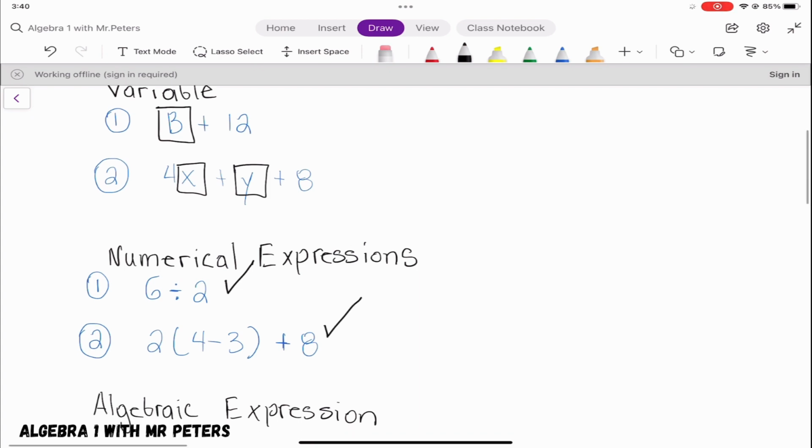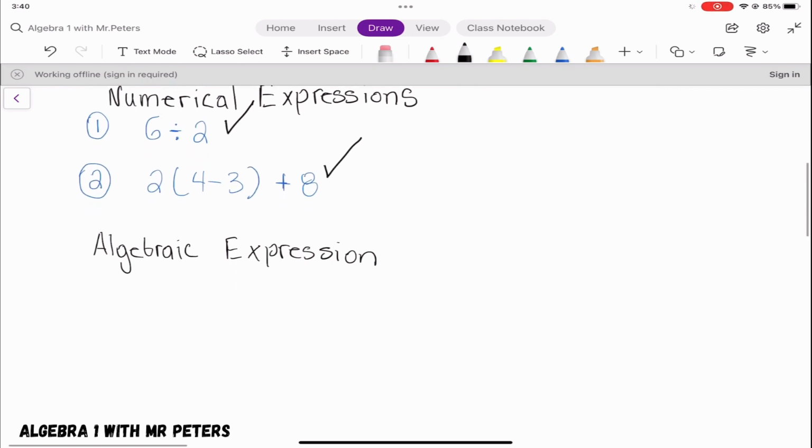All right. Let's scroll on down now and let's talk about our last type of expression, which is the algebraic expression. Algebraic expressions are just the opposite of numerical expressions. So anytime you see a variable, if there's a variable in the problem, you should automatically know that it is an algebraic expression. So a problem that says n plus 32, once we see that variable of n, we should know that's an algebraic expression, right?